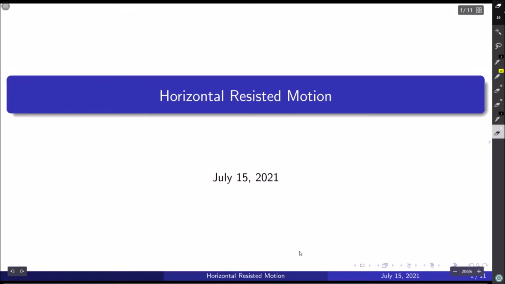Hi everyone, today we're going to look at horizontal resistive motion. Horizontal because we do not take gravity into consideration. When we start looking at motion in the vertical direction, then gravity comes into play and makes things slightly more complicated, which we will look at at a later stage.